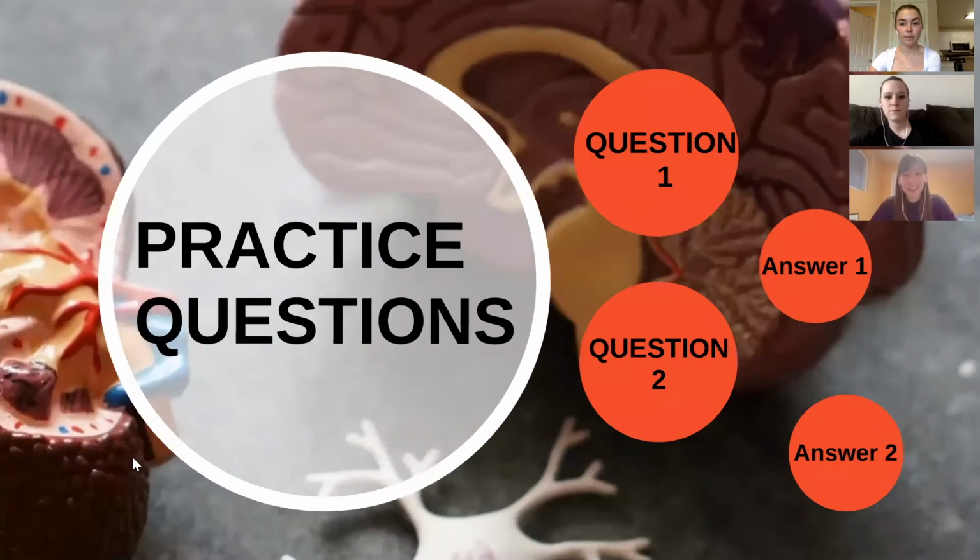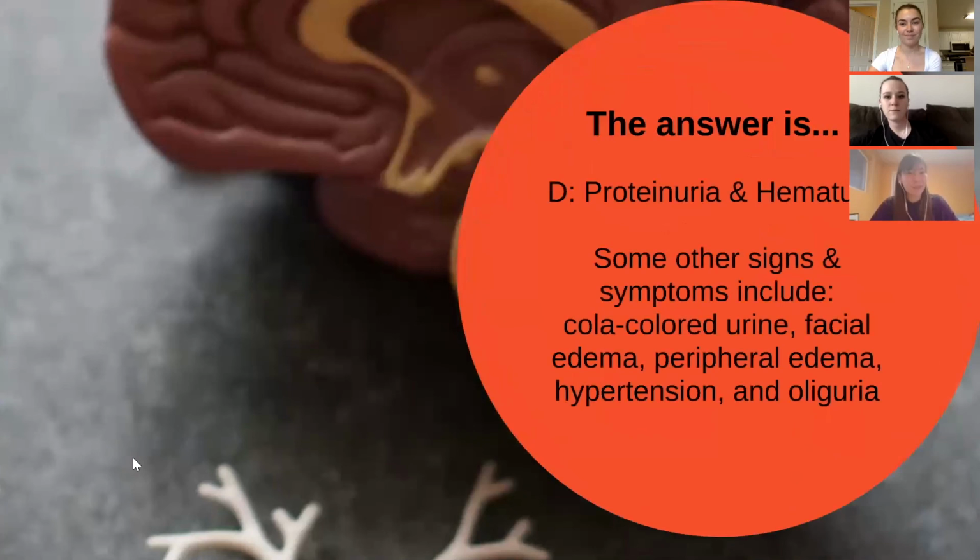Thank you. So the answer is D, proteinuria and hematuria, exactly as you said. Some of the other signs and symptoms, as we learned, are cola-colored urine, facial edema, peripheral edema, hypertension, and oliguria. So Belle, if you could answer question 2.